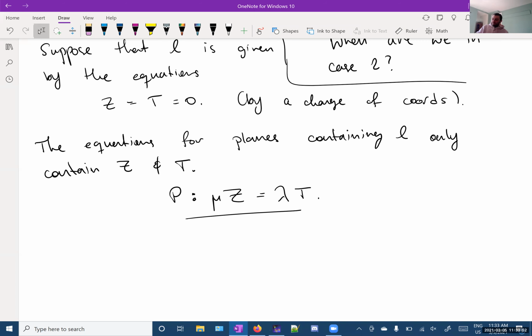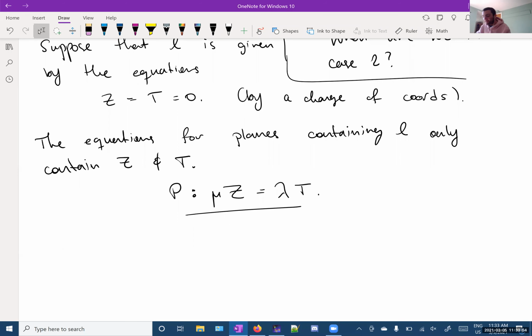Okay, so our planes look like this. Now we're actually getting somewhere. What we can do is suppose that we're on the plane, right?